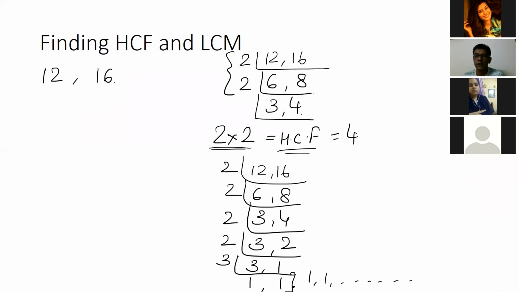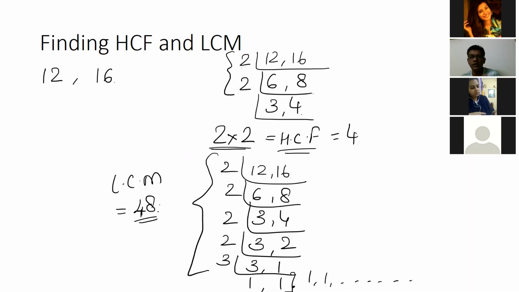Right? So once I do that, whatever I get on the left-hand side, if I multiply them, that becomes my lowest common multiple. So 2 into 2 is 4, 4 2s are 8, 8 2s are 16, 16 3s are 48, which becomes my lowest common multiple. Right, guys? So that's how we used to calculate the highest common factor and lowest common multiple, and that's how you calculate the HCF and LCM even for other numbers.